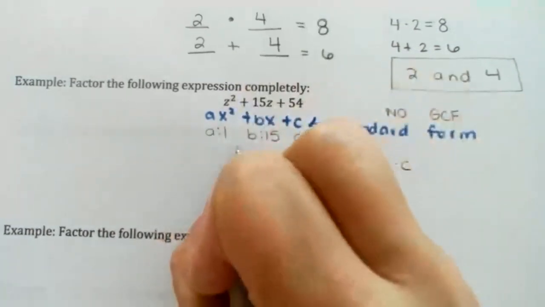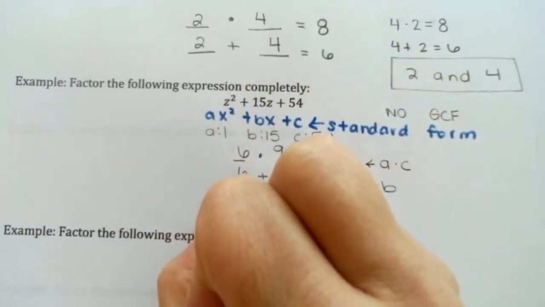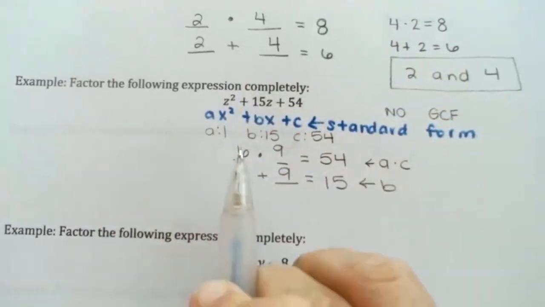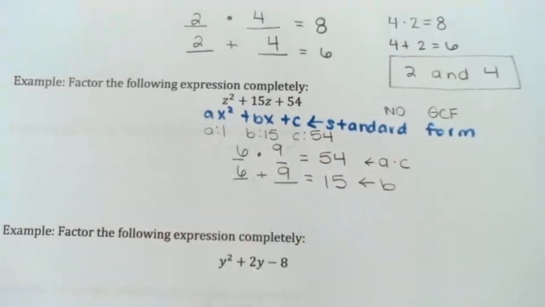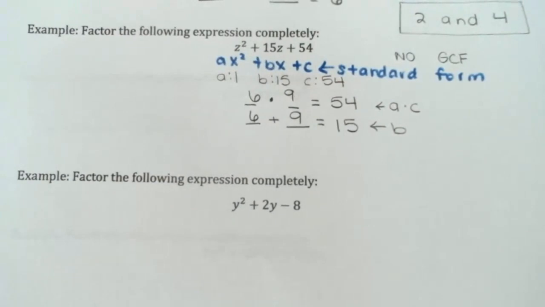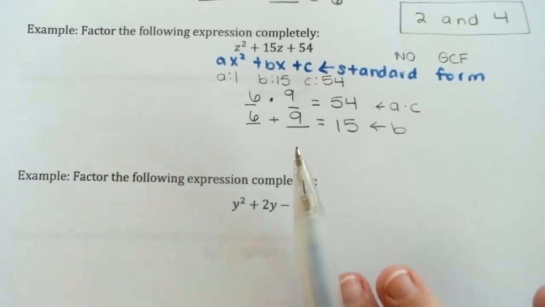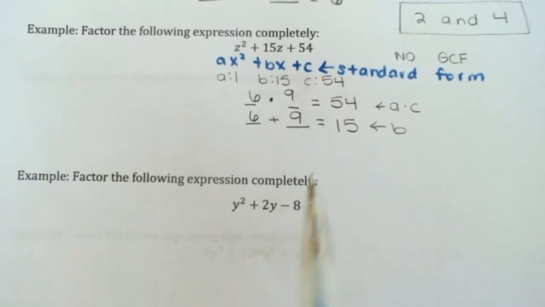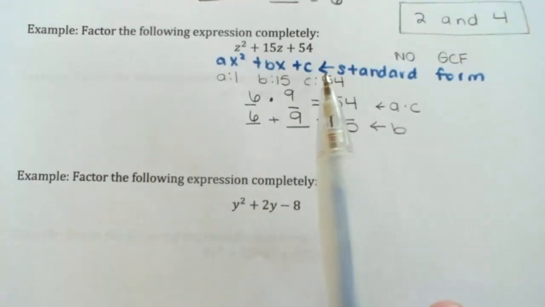So 6 and 9. 6 times 9 is 54. 6 plus 9 is 15. Notice same number here, same number here. 6 and 9 are the only two numbers that will work to satisfy both conditions. Only two numbers that will multiply together to give us 54 and add together to give us 15. It doesn't matter what order. If you want to do 9 and then 6, that's fine. Your work will look a little bit different, but you'll get the same answer in the end.